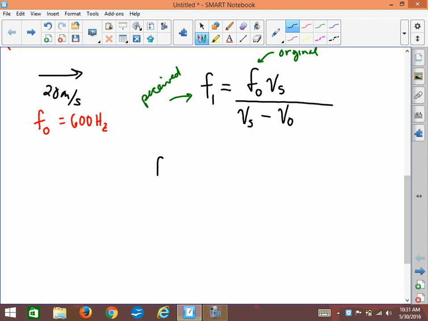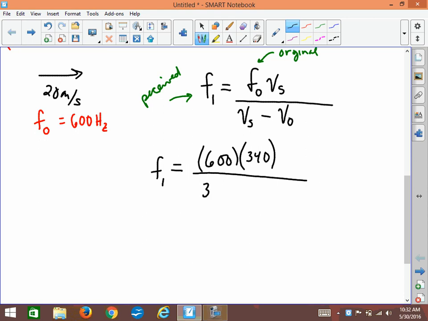We don't know what F1 is, we're going to figure that out. But the original frequency is 600 hertz. And then the speed of sound. Well, we'll use our standard number of 340 meters per second, just to avoid any complications with temperature. Theoretically, you could have a temperature given in the question, and you would have to figure out the speed of sound using that temperature equation, but probably not. So 340 is our standard speed of sound in regular room temperature air.